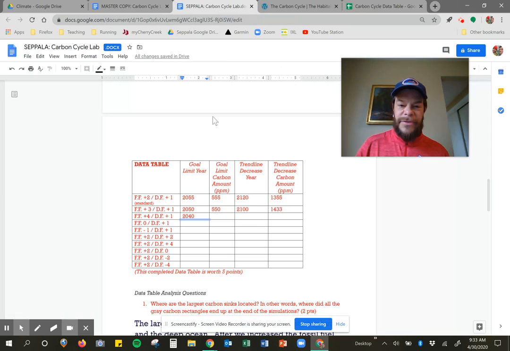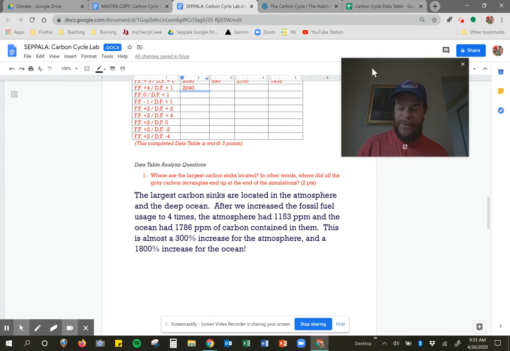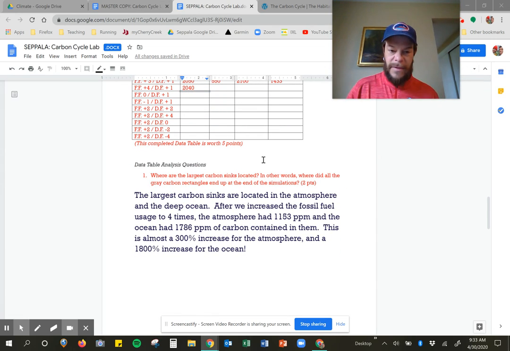So once you've gotten through that data table, we get to our questions, okay? Number one, where are the largest carbon sinks located? In other words, where did all the gray carbon rectangles end up at the end of the simulations? Now, I said in the video, I want two things in each of these answers. I want details from your data, and I want details from your reading in order to get full credit.